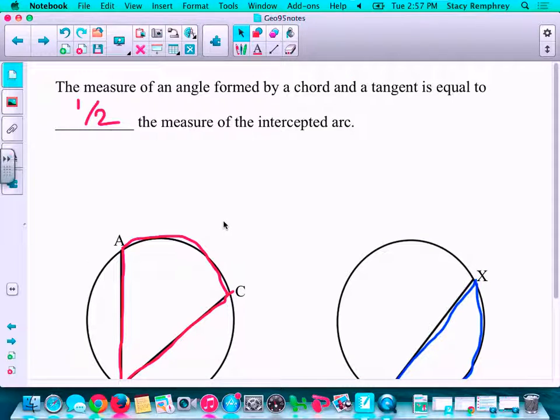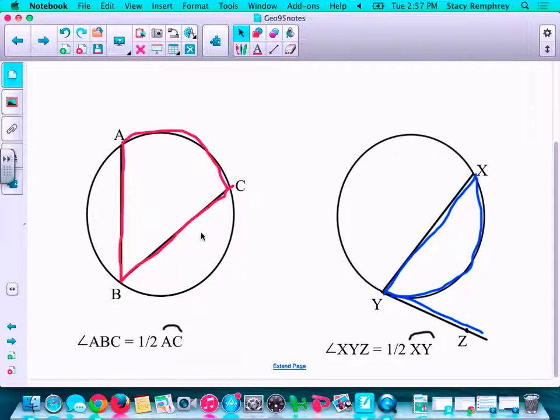The measure of an angle formed by a chord and a tangent is also equal to half the measure of the intercepted arc. So I have some diagrams down here. Angle ABC is inscribed. Okay, so this is the angle, and arc AC is the intercepted arc. So it's half of the measure of arc AC. The measure of angle XYZ is here, and it's equal to half the measure of arc XY. I don't have my proper notation here.